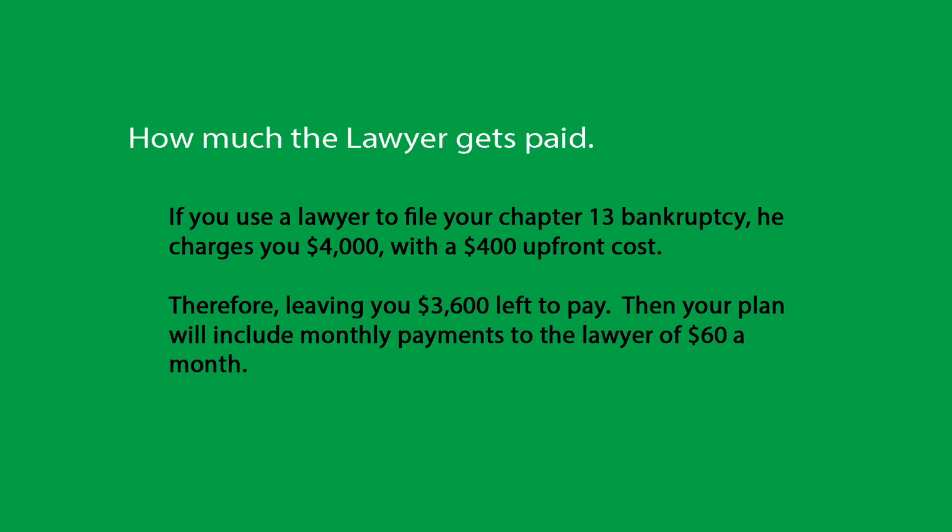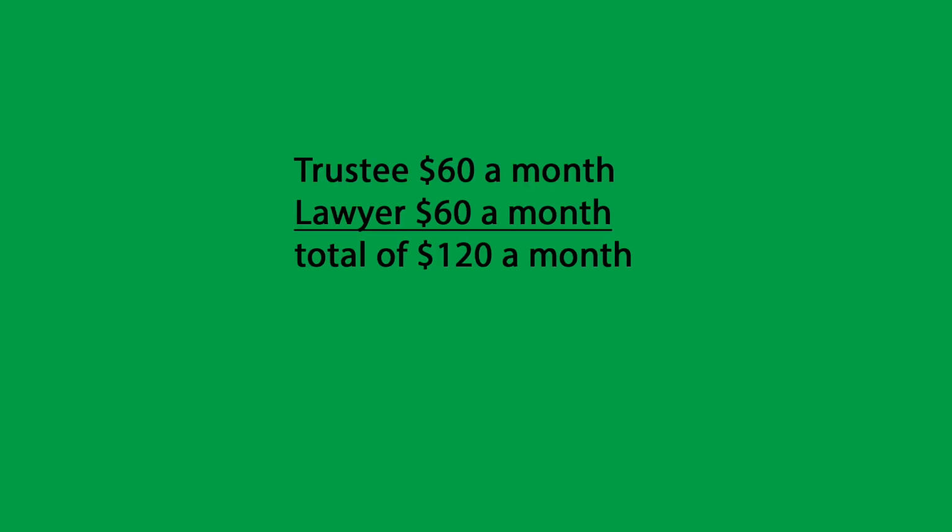If you use a lawyer to file your Chapter 13 bankruptcy, and he charges you $4,000, with a $400 upfront cost, thus leaving you $3,600 left to pay, then your plan will include monthly payments to the lawyer of $60 a month. So, before you even start calculating what you will pay to your creditors, you know you will have to pay the trustee $60 a month, the lawyer $60 a month, for a total of $120 a month.